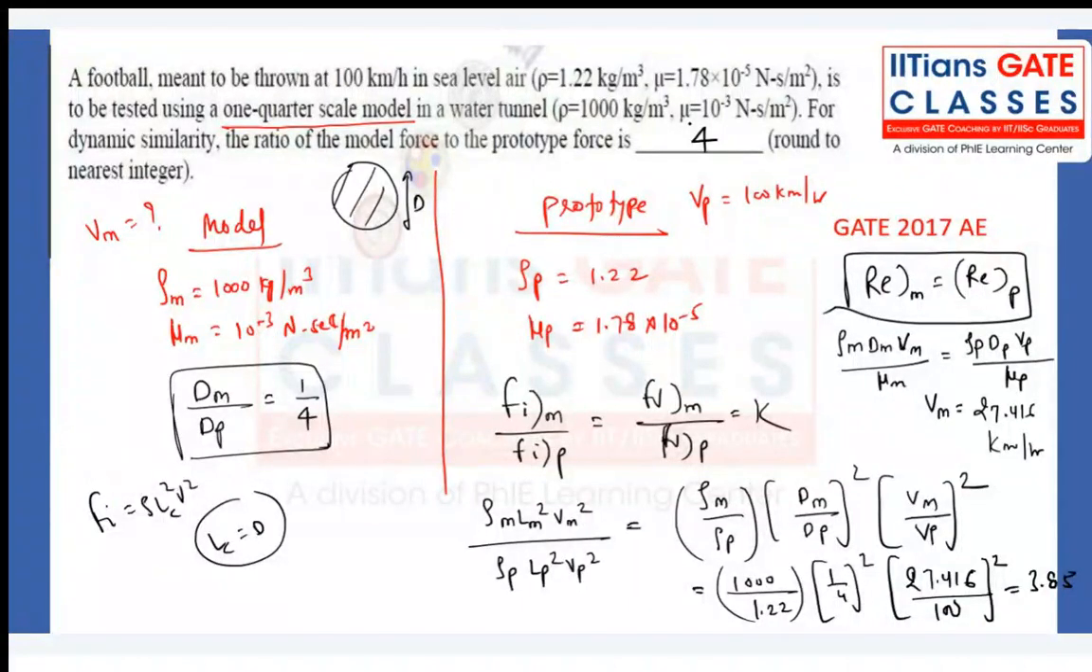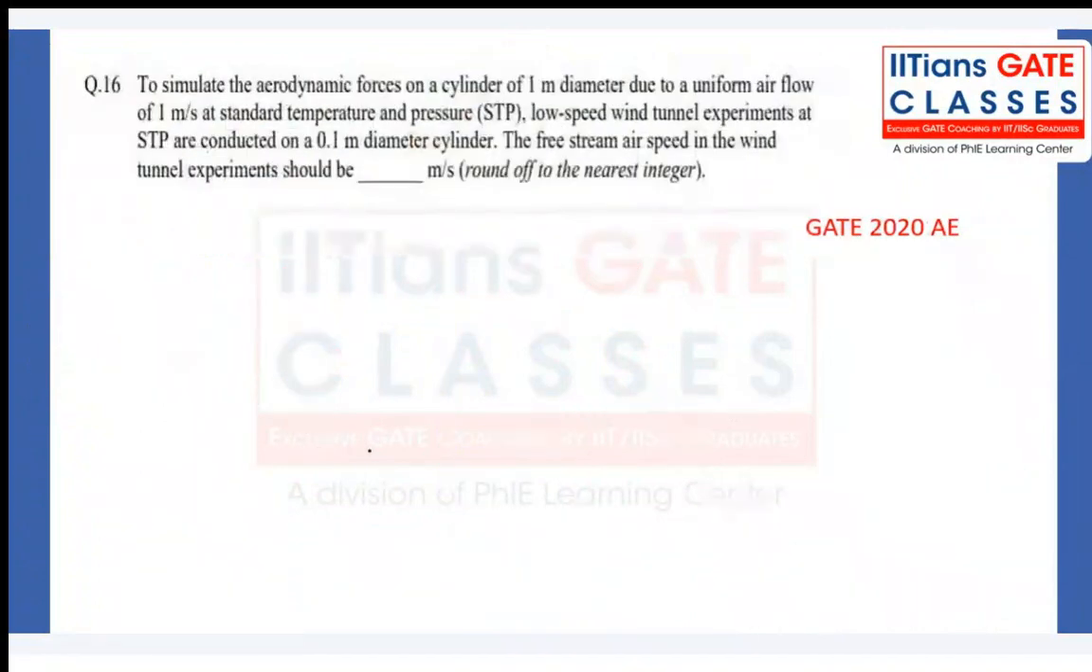Viscous forces also you can get. Viscous force is what? Mu V L, mu V D. You can take the ratio of mu V D. Through that also you can get the answer. Same answer, 4. A similar problem you can solve as homework. That's a very easy thing. Only you have to equate the Reynolds number of model and Reynolds number of prototype.